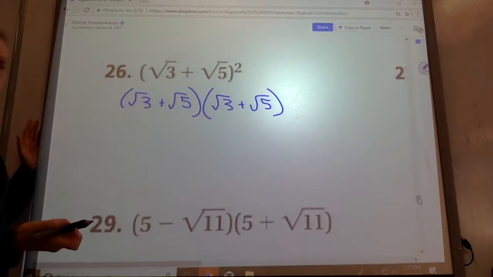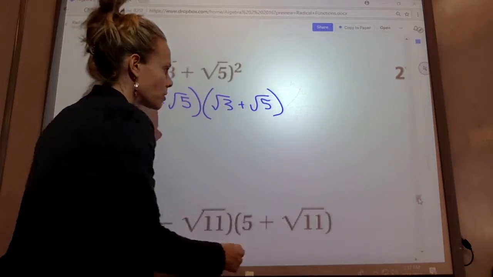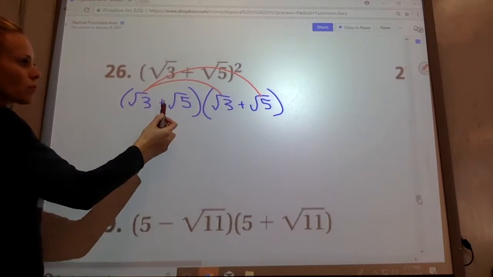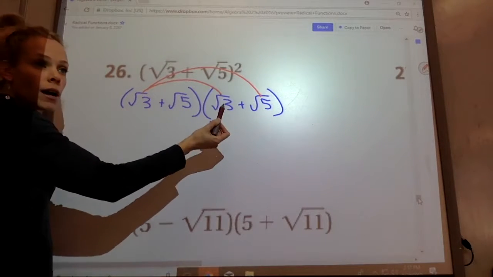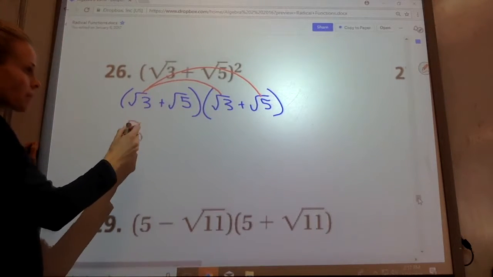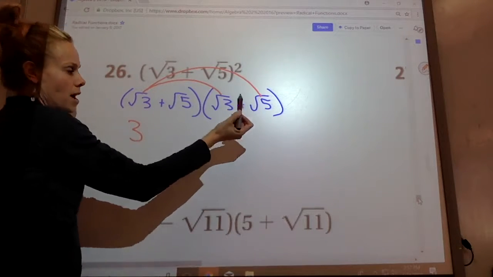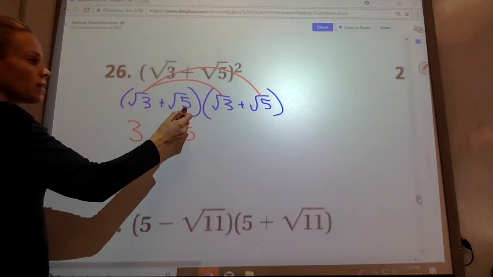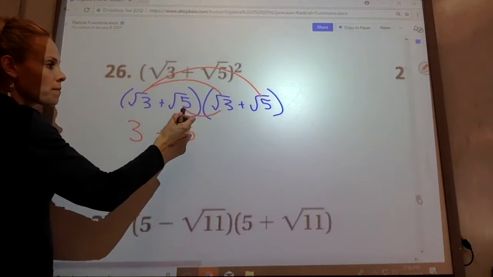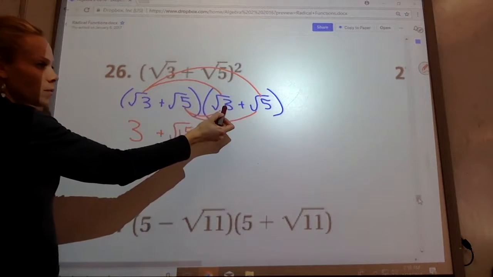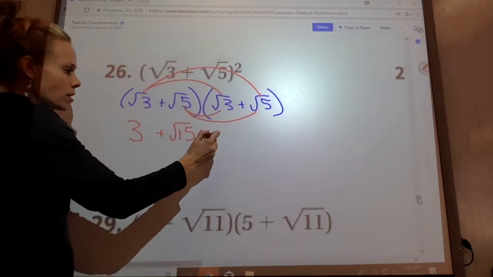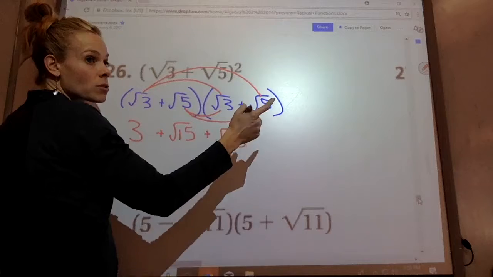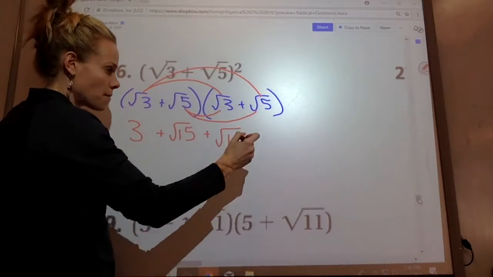And then it turns into a FOIL. I take the first term times both. So square root of 3 times square root of 3 is the square root of 9, which is 3. Square root of 3 times square root of 5 is the square root of 15. And then this term times both. Square root of 5 times square root of 3 is square root of 15. And then square root of 5 times square root of 5 is square root of 25, which is 5.